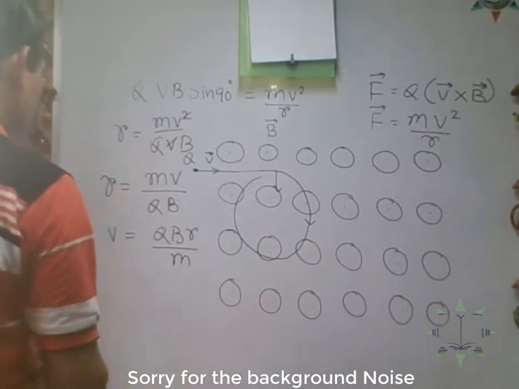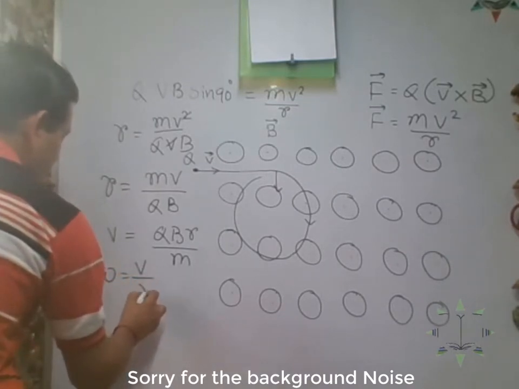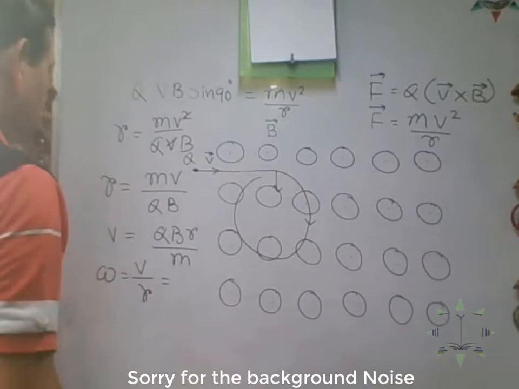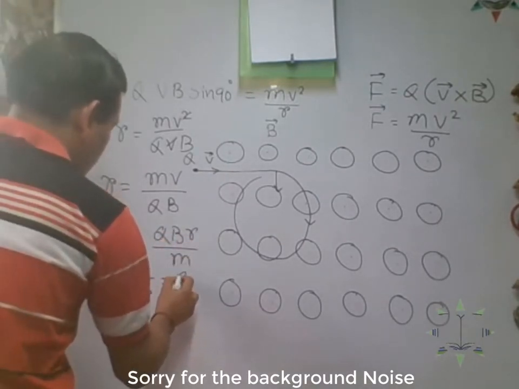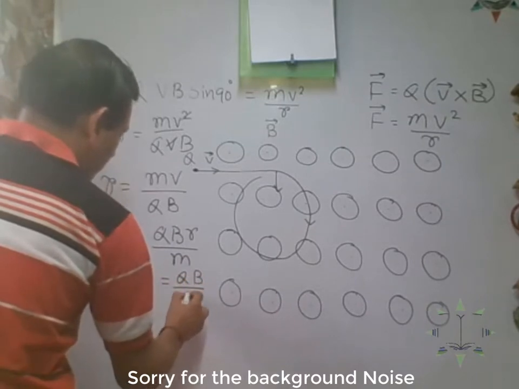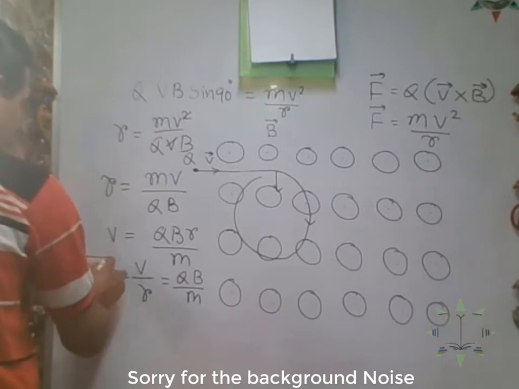What is the angular velocity of the particle? Omega. Omega is v divided by radius, v by r. V is equal to how much? q b by m, r cancels out. So this is the angular velocity.